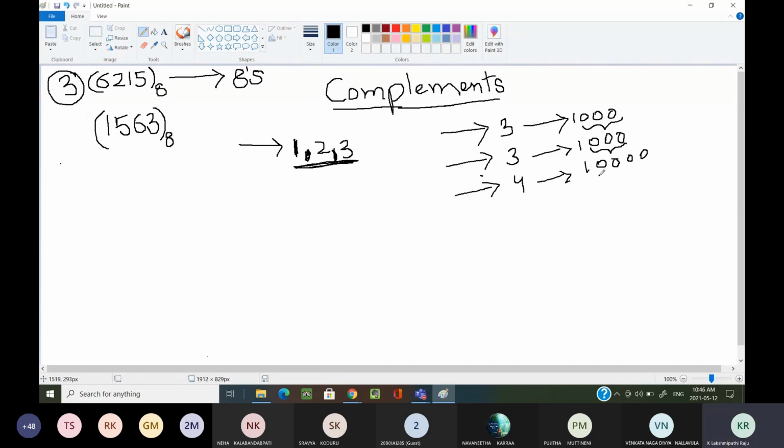That is the reason you can simply write it. Now you got the point. If it is a 5-digit number, what am I getting? 1 followed by 5 zeros. If it is a 2-digit number, what am I getting? 100.